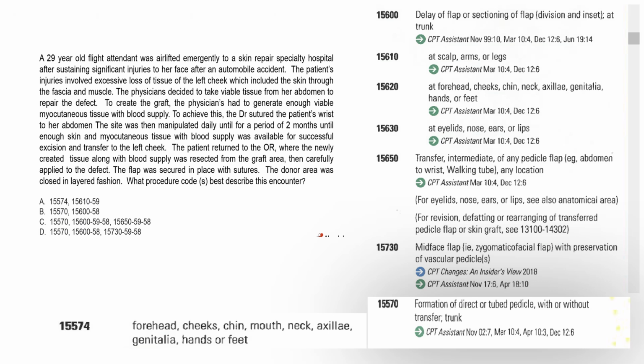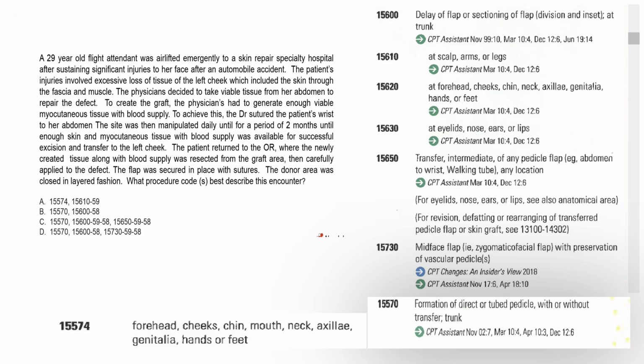To achieve this, the doctor sutured the patient's wrist to her abdomen. The site was then manipulated daily for a period of 2 months until enough skin and myocutaneous tissue with a blood supply was available for successful excision and transfer to the left cheek.